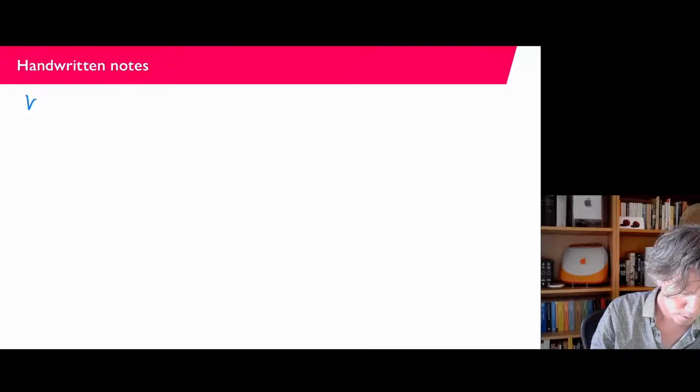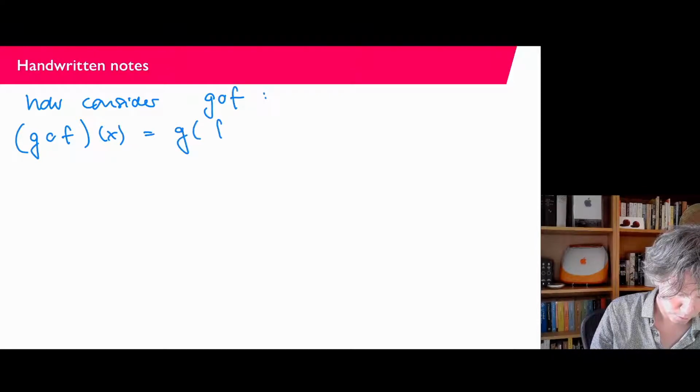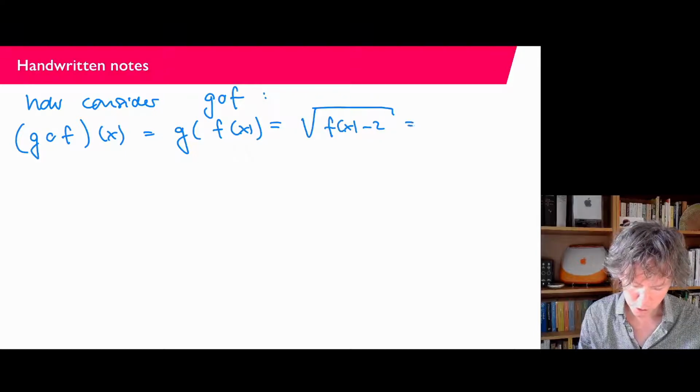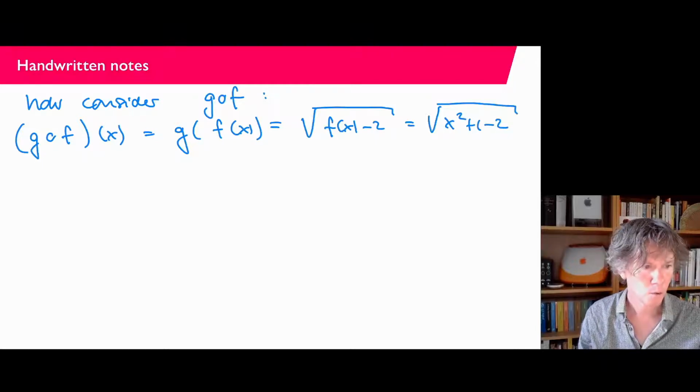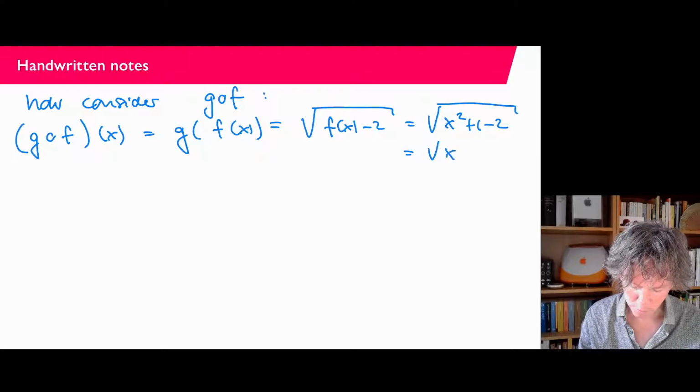So I could also consider g after f. So g after f of x, that is the g of f of x, is the square root of f of x minus 2, which is the square root of x squared plus 1 minus 2, which is the square root of x squared minus 1.